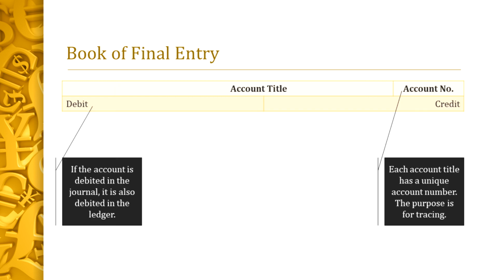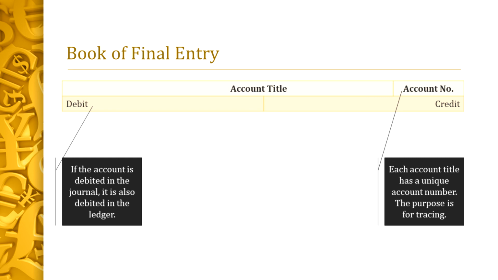So, book of final entry, or the ledger. The account title and then the account number. If the amount is debited in the journal, it is also debited in the ledger. The same applies to credits. When the account is credited in the journal, it is credited in the ledger. Each account title has a unique account number. The purpose is for tracing.